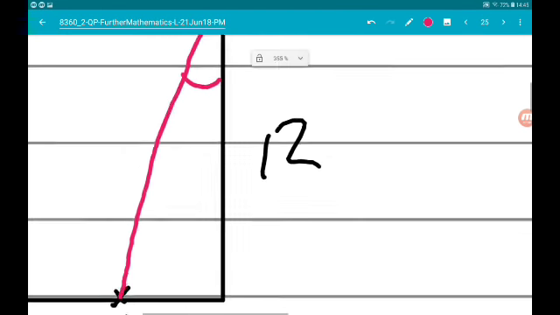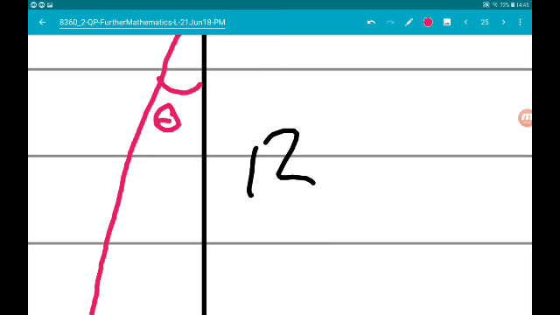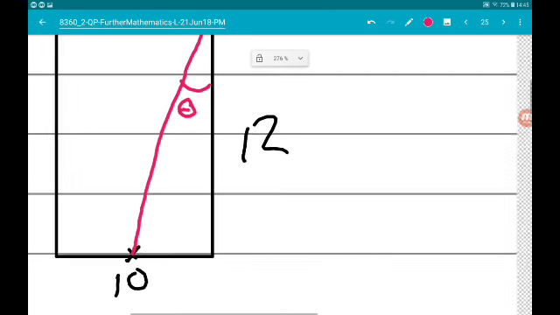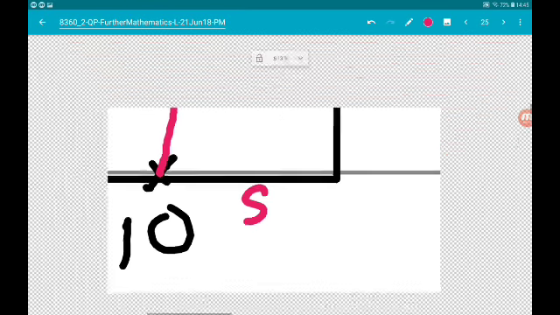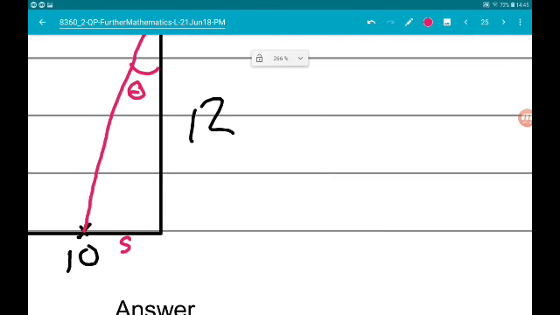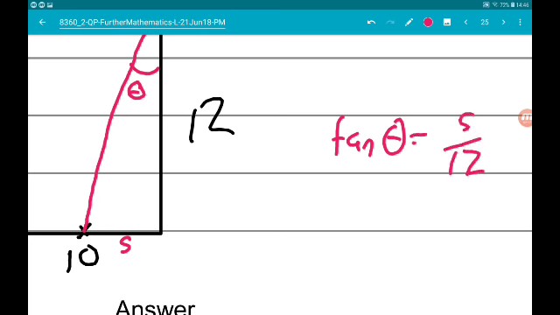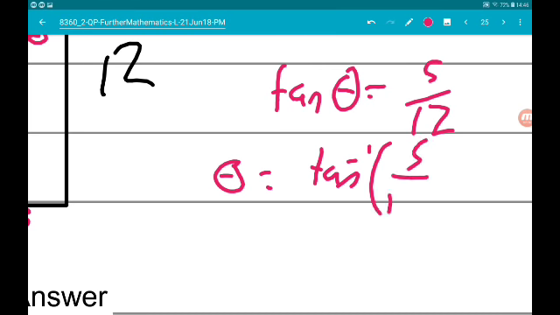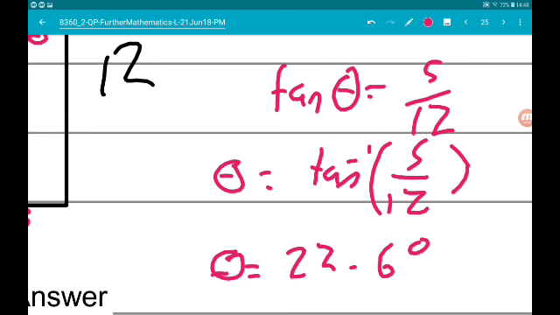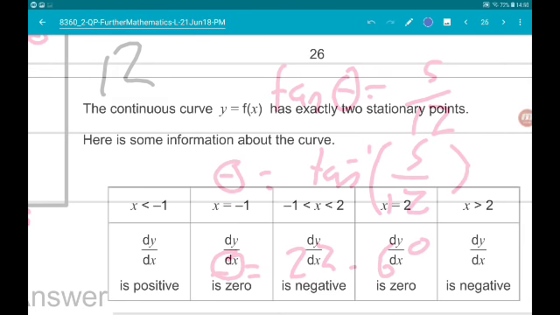So let's call it theta again. So again we got the opposite and adjacent. We know this length is 5. So we know this time tan of theta is 5/12. So theta is the inverse tan of 5/12, which gives us theta is 22.6 degrees. Cool.